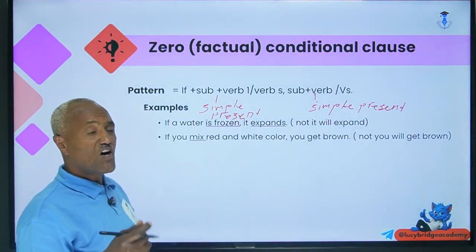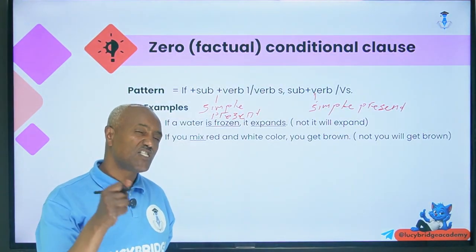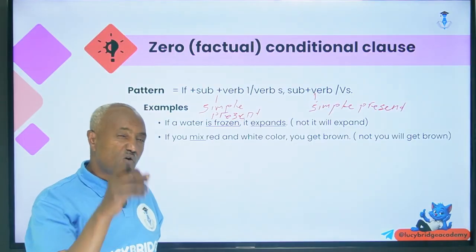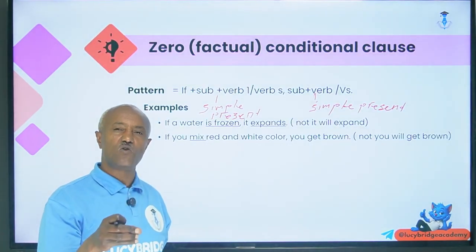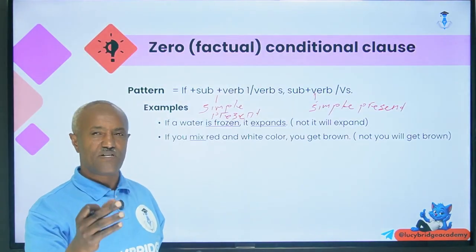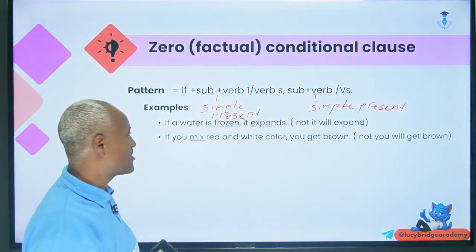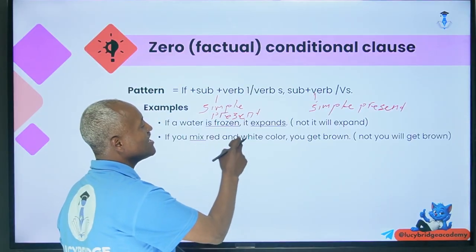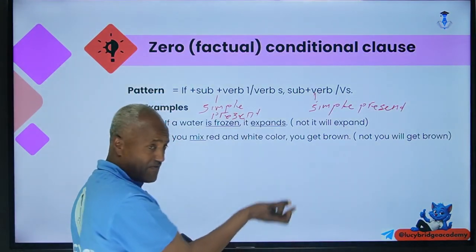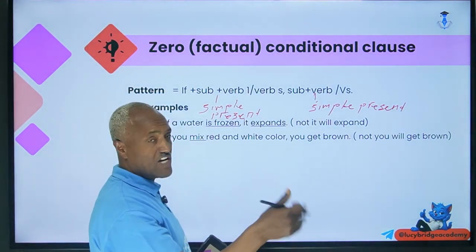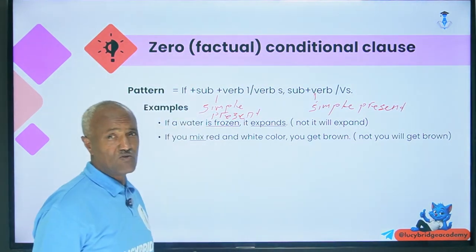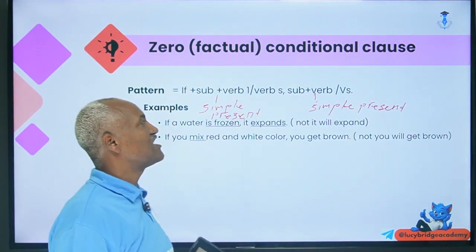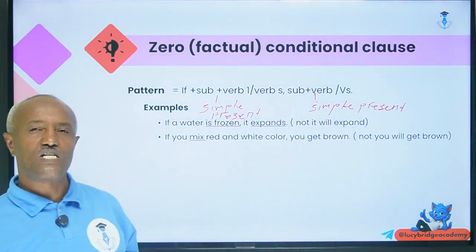Remember this one. That's why I pressure you to give emphasis to the meaning, the intention of the sentence. That guides you, or else tells you, which type of verb you decide for that tense. If you mix red and white color, you get brown. This is a fact. This is not only for today or tomorrow. This is always. Therefore, we don't use "you'll get brown." Therefore, we categorize this one as a zero conditional clause.